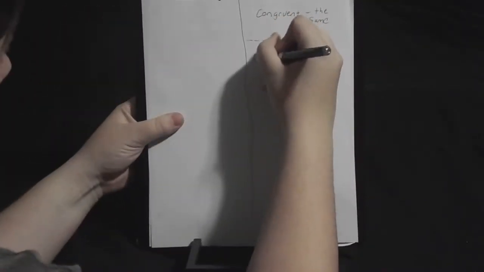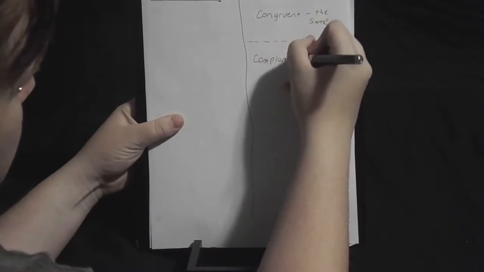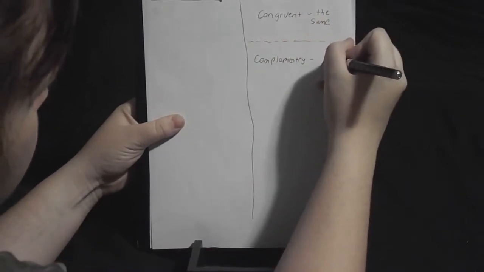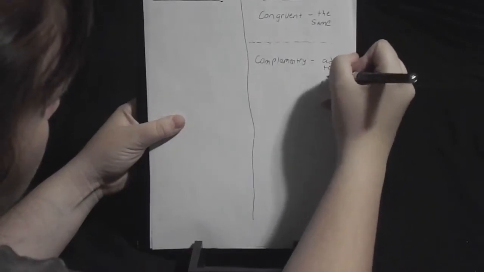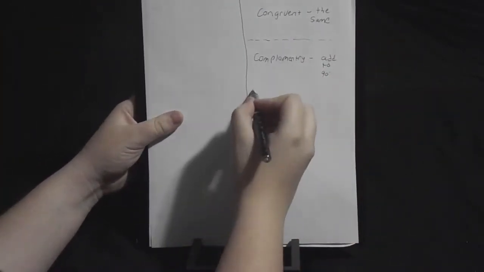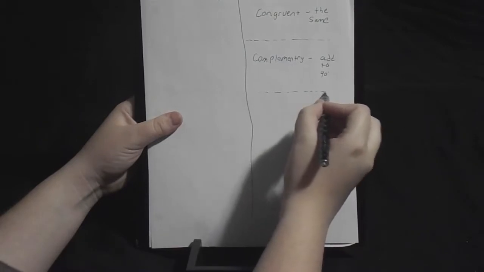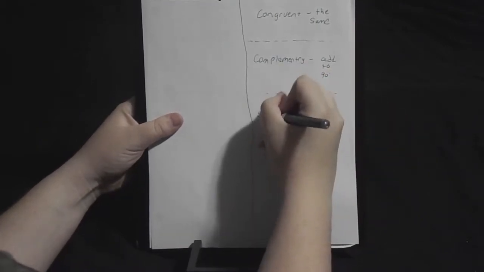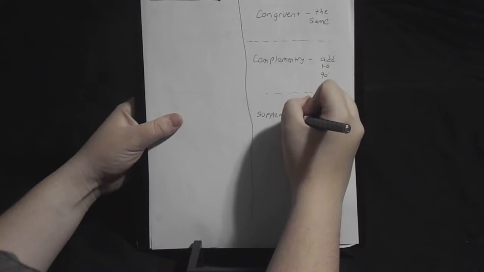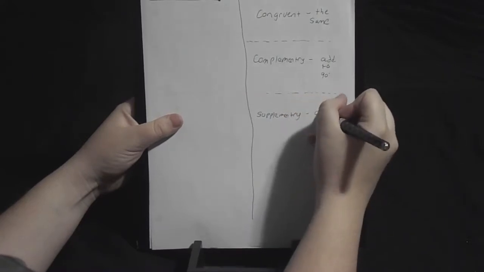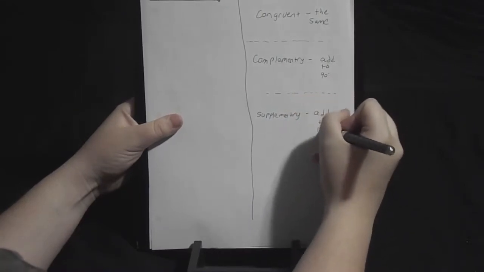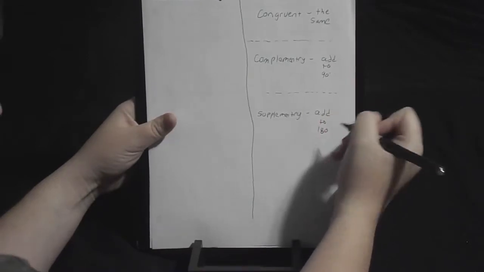We also learned that the word complementary meant that they add to 90. So the two angles we're talking about would add up to 90. Now the third one was the word supplementary, which meant the two angles add to 180. And so those are the three ways we can describe angle relationships.